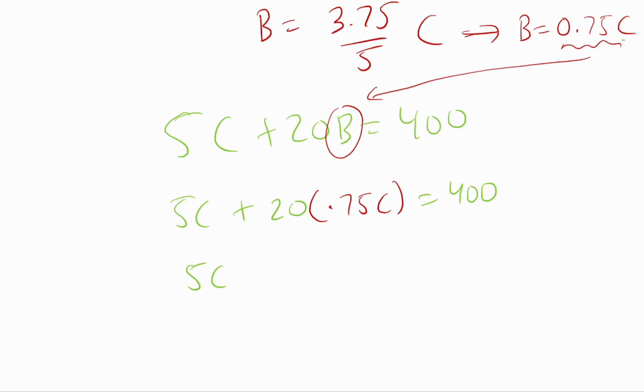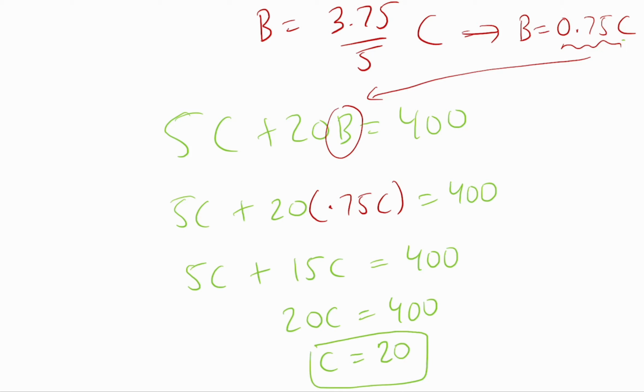This is going to be 5c plus, and then this product is 15c. So 20 times 0.75, that is 15. And now when we add this, 5c plus 15c is 20c equals 400. Divide by 20, and 400 divided by 20 is 20. So you get c is 20.